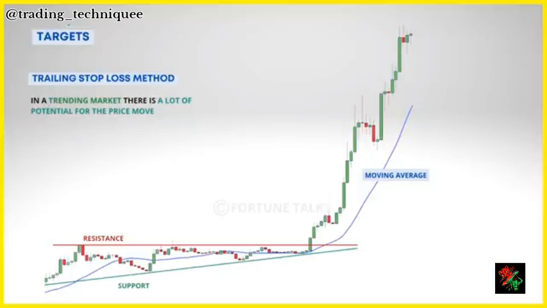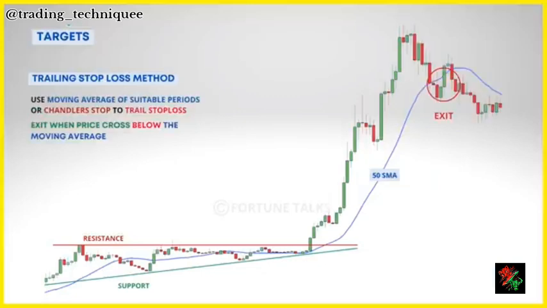So how do you trail your stop loss? Well, as I have mentioned a number of times, you can use an indicator like a moving average. For example, you can trail your stop loss using a 50 period moving average for a swing trading strategy. This means you will hold your position until the market breaks and closes below the 50 moving average. Now some of you might be wondering why the 50 moving average always. Actually, there is nothing special about the 50 moving average.